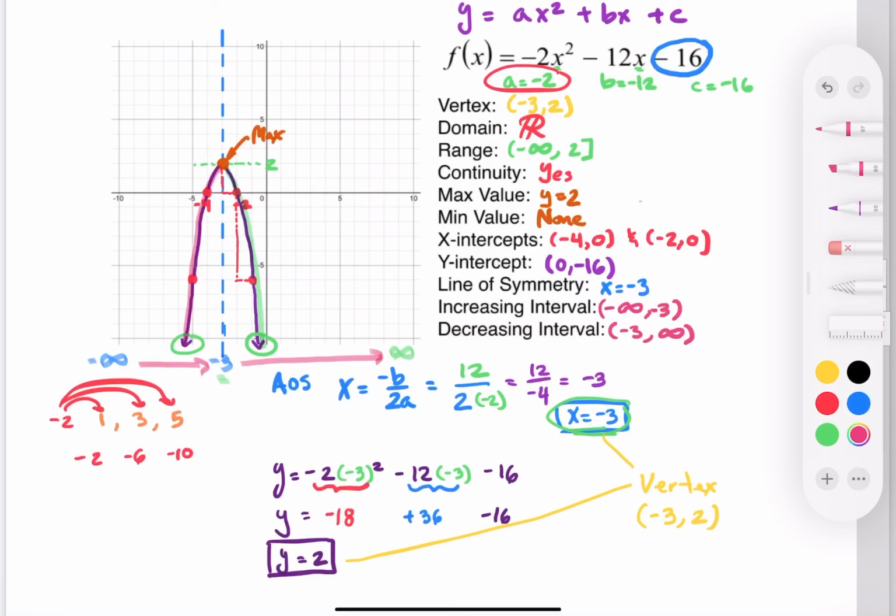All right, so that's how you graph your vertex form and your standard form, and that's how we check out the different properties that we found just by looking at the graphs.